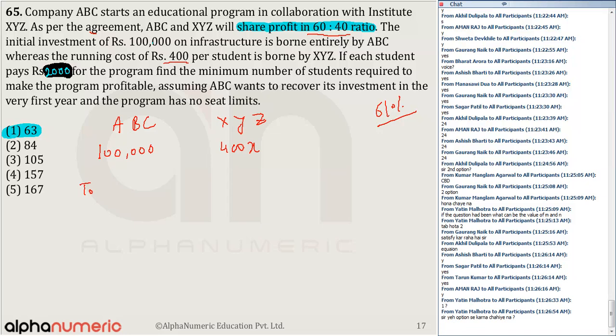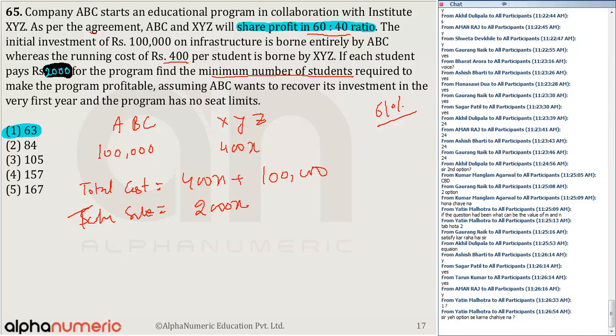So what is the total cost? The total cost is equal to 400x plus 1 lakh. Total sale will be equal to 2000x. Okay? So first of all, profit. And the question is, find the minimum number of students required to make the program profitable.